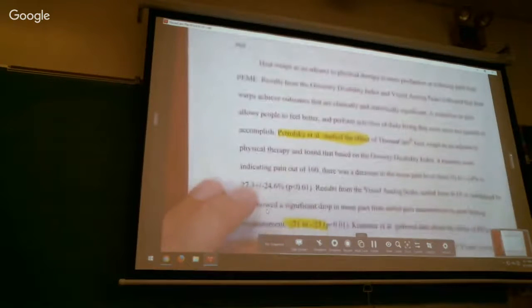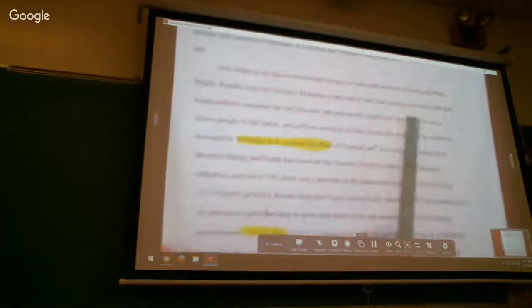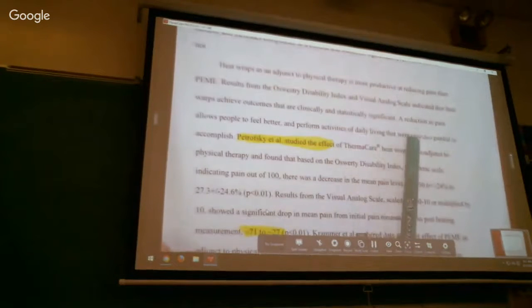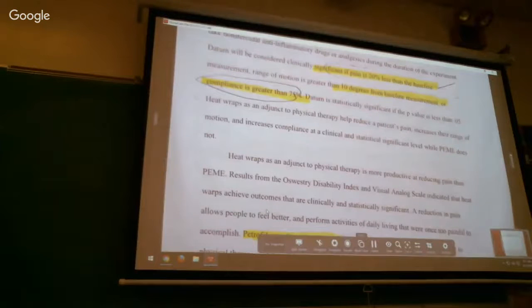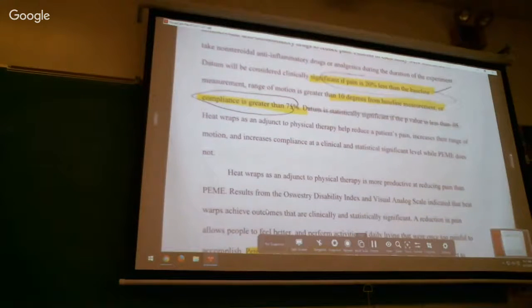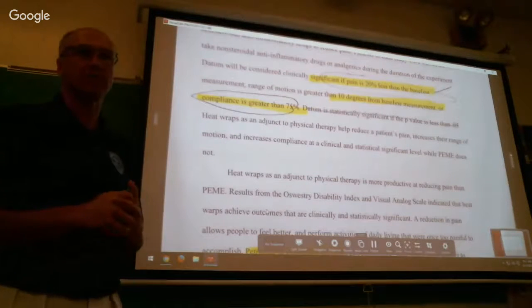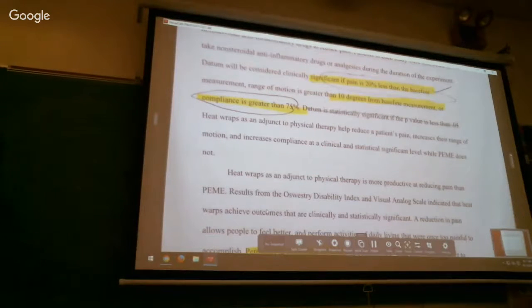All right, so let's find out what he does. He talks about the results from all these different indices and the visual analog scale, and they are doing all these things. Oh, by the way, you don't have to tell me that something is clinically or statistically significant if it's less than 0.05, right? We all know that, right? That's the way the science world works.